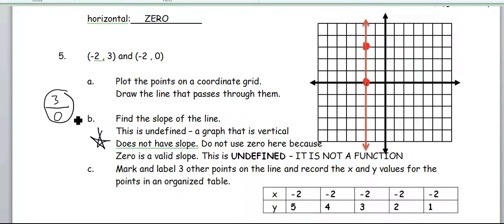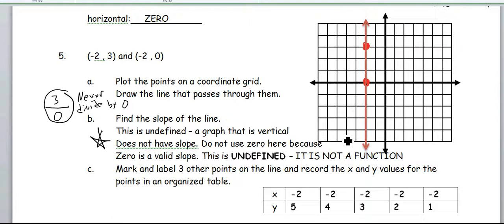We can never divide by 0. Never divide by 0. All right? So we can't do this. This is what we call undefined. Do not make the mistake and call this 0 slope. 0 is actually a number. This is not. This is undefined. It is not a function.